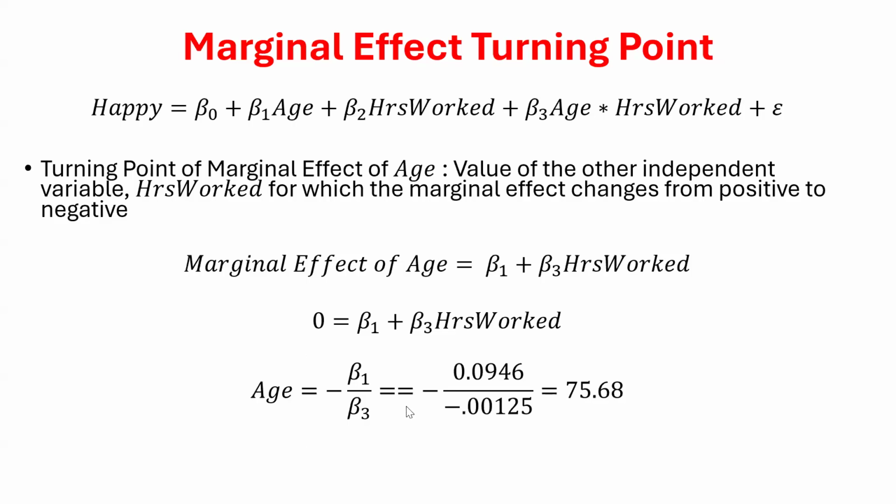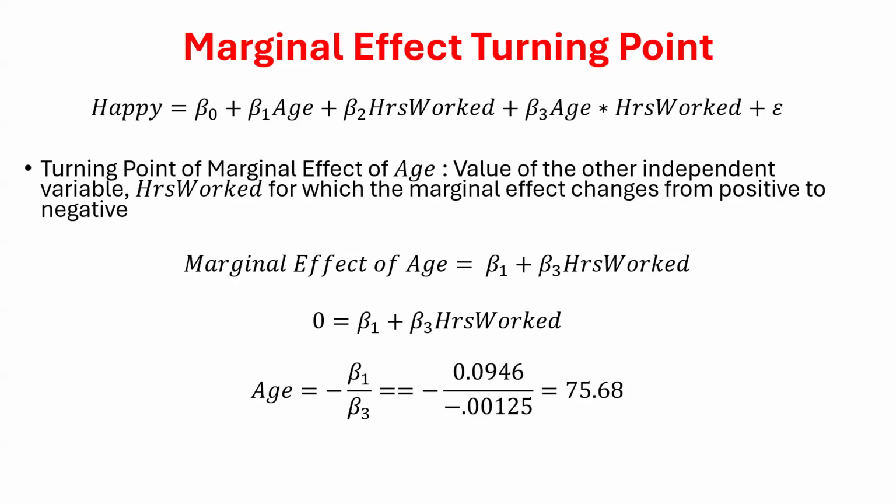Any questions on this? So what if, instead, we've got our regression equation? What if I wanted to know what's the turning point for the marginal effect of hours worked? Well, we said that would be beta 2 plus beta 3 times h, right? Taking a derivative of this with respect to hours worked. I can plug in the values here.